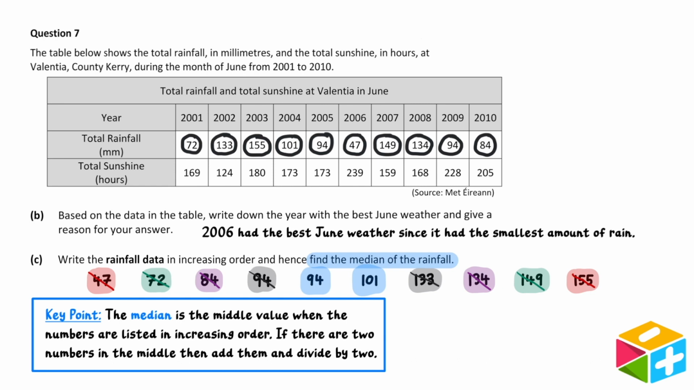In this situation, the median is found by adding together the numbers and dividing by 2. So here, we'll get 94 plus 101 divided by 2. This gives us an answer of 97.5. The unit for our rainfall was millimetres, so that's the unit we'll want to use here.